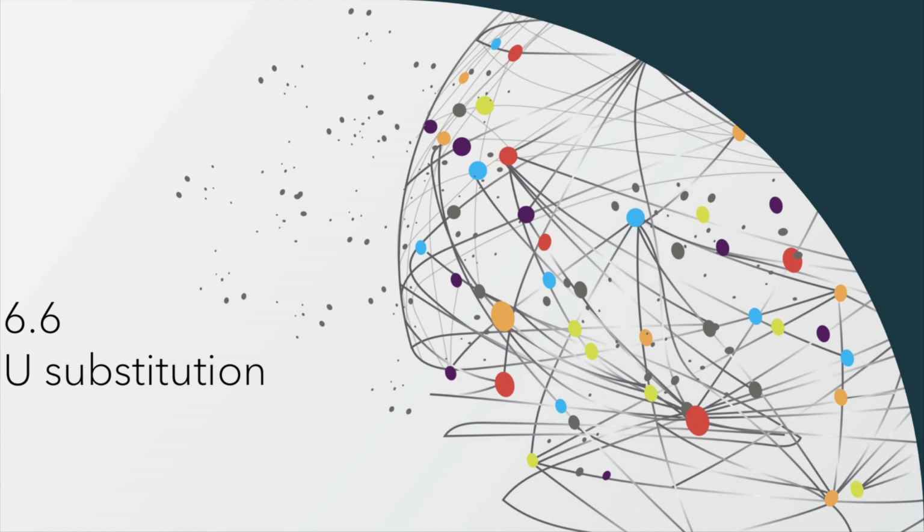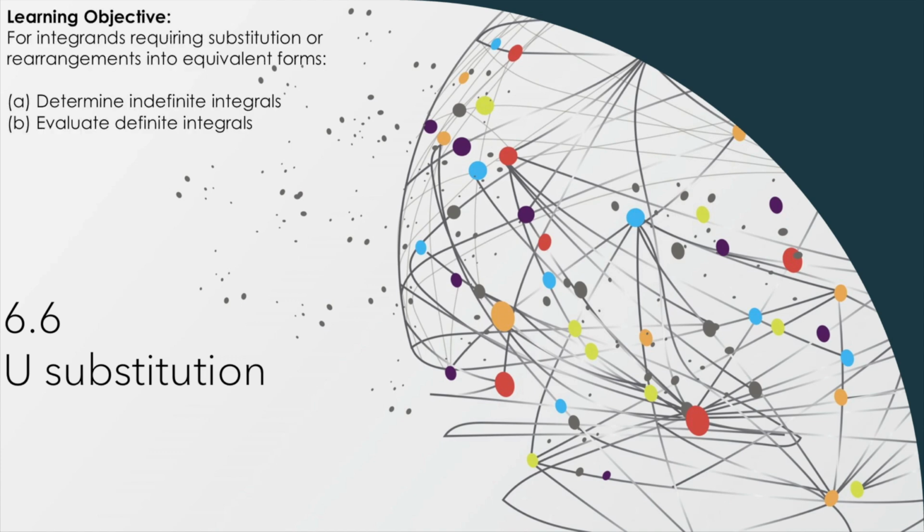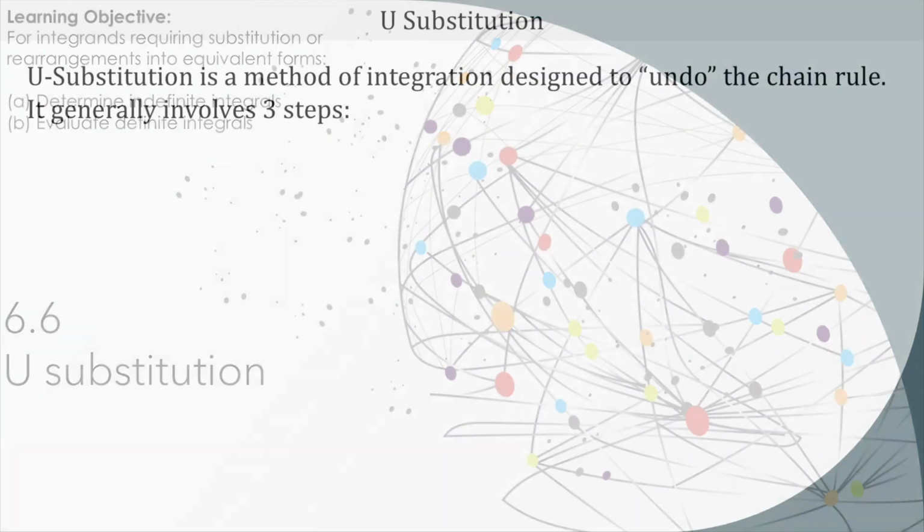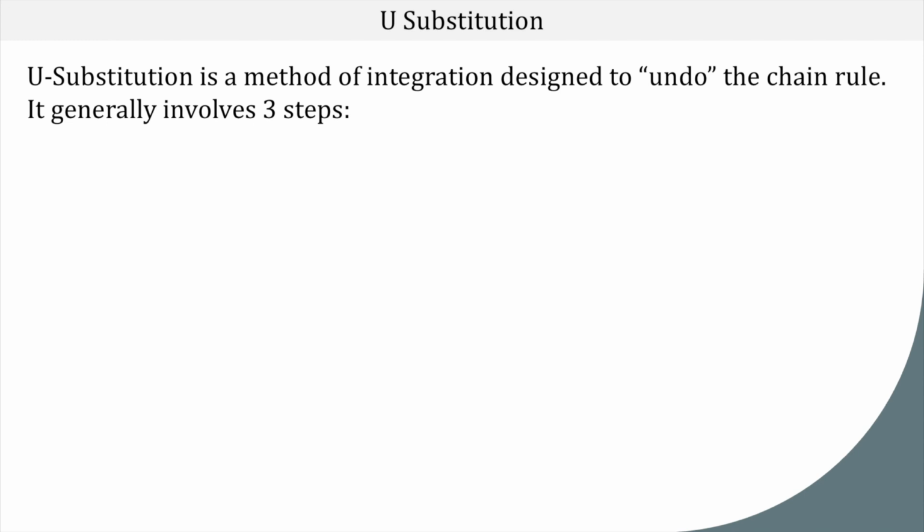Today we're talking about U substitution, which is a really important tool of integration. Basically, we're going to rearrange some stuff in order to integrate it. U substitution is a method of integration designed to undo the chain rule. It generally involves 3 steps.